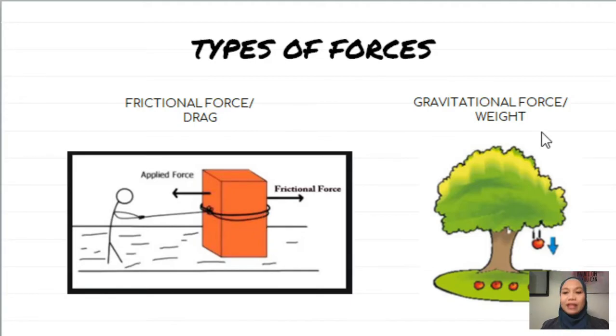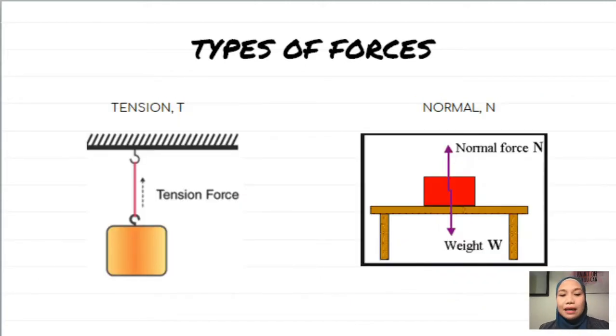Next, gravitational force. So what is gravitational force? Gravitational force is a force which is always directed towards the center of gravity. Okay, now we have tension, T. Tension is a force which is exerted by a rope, cable, or chain. Next, normal force. Normal force is a type of force which is perpendicular to the surface of an object.